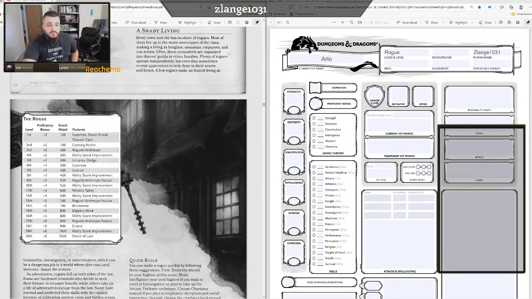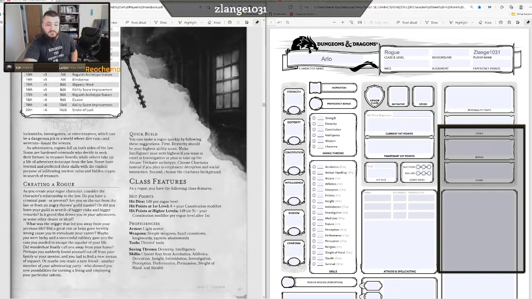Here you have the rogue leveling chart. So for every level, you get different abilities. Your sneak attack damage goes up, which we'll talk about in a second, and your proficiency bonus. Every character has a proficiency bonus, which, even if you cross-class, which is taking levels in different classes, goes up by your character level, not your class level, which is very handy.